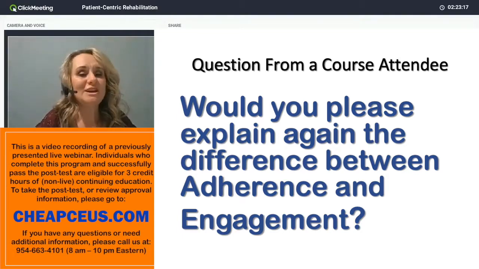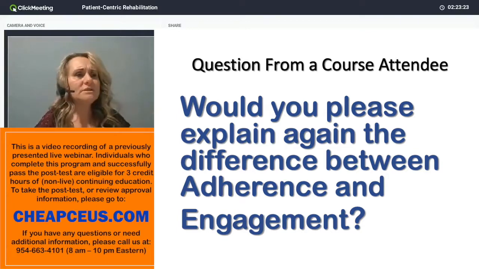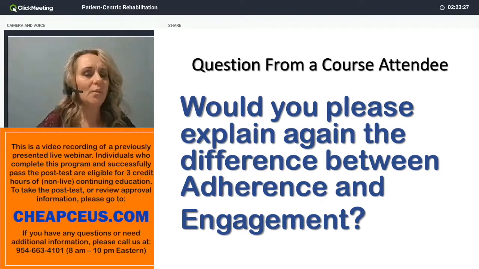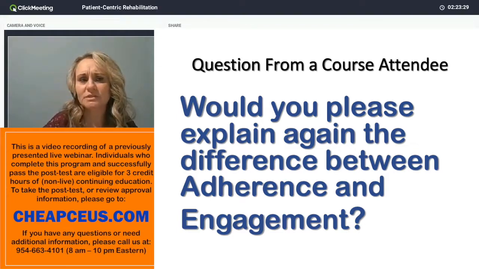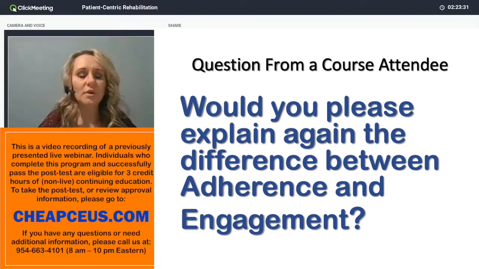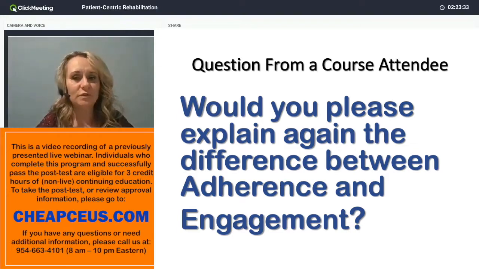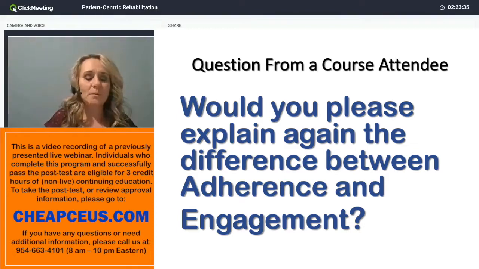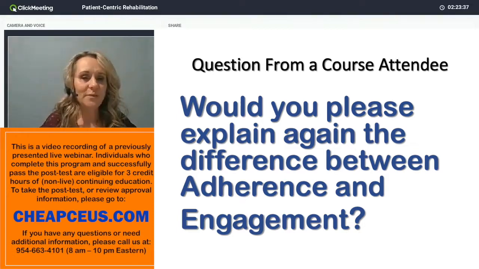The patient who is engaged is asking questions. Well, when am I going to get on the bike? Or, I noticed that other person, they are doing exercises standing up. How do I know when I get to do exercises standing up? They're more engaged. They're thinking about the future. They are more involved in their course of therapy.